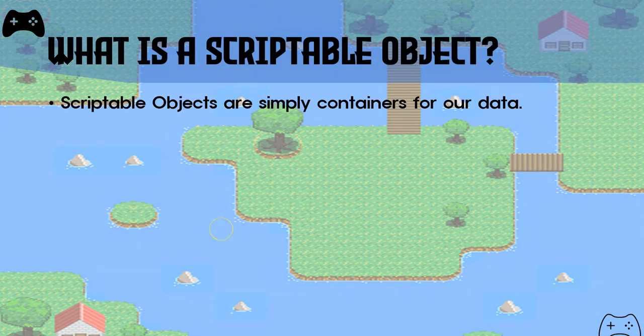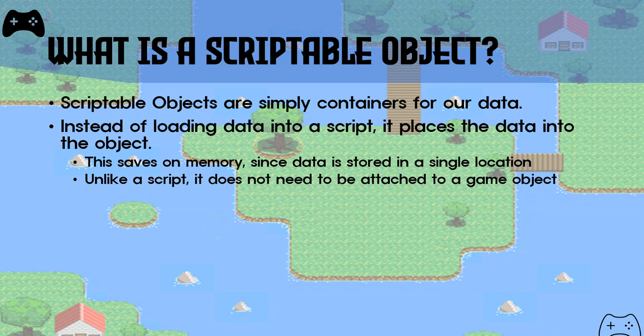Well, scriptable objects are simply containers for our data. In this case, the data is our questions and our answers. Instead of loading all this data into a script and having, for example, giant conditionals that we have to manage, this is going to place the data into the scriptable object. This is advantageous because it saves memory, since the data can be stored in a single location rather than having this giant reference sheet that needs to go through.